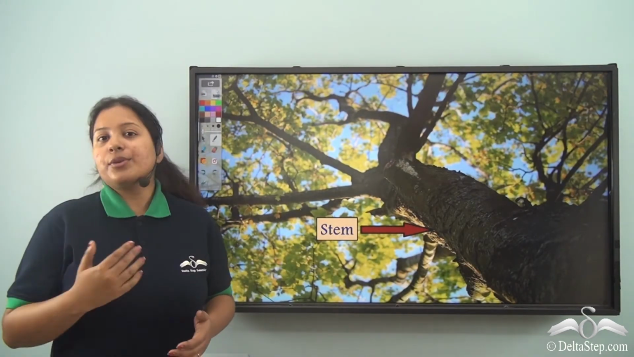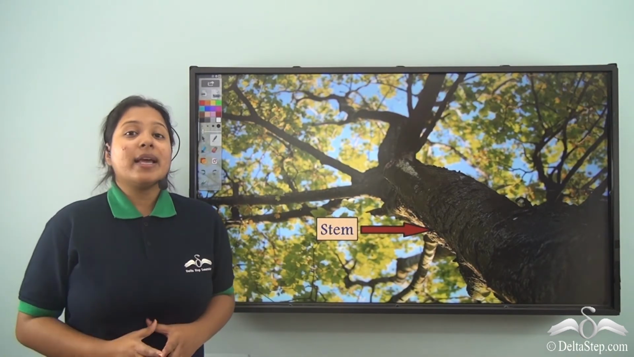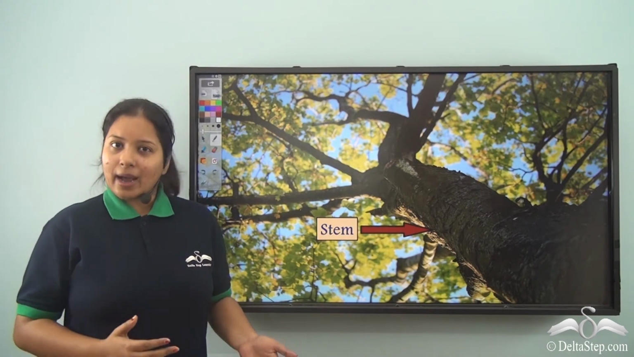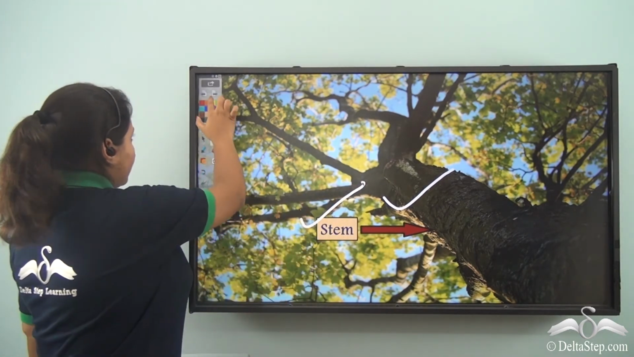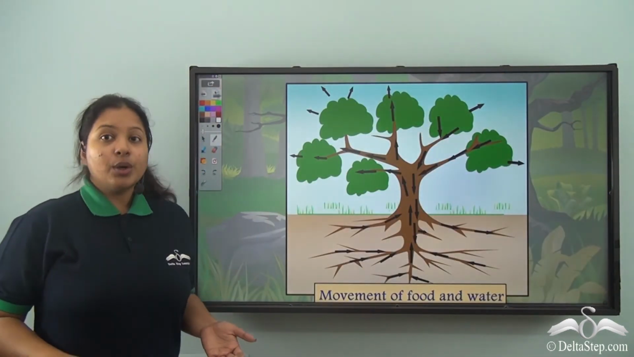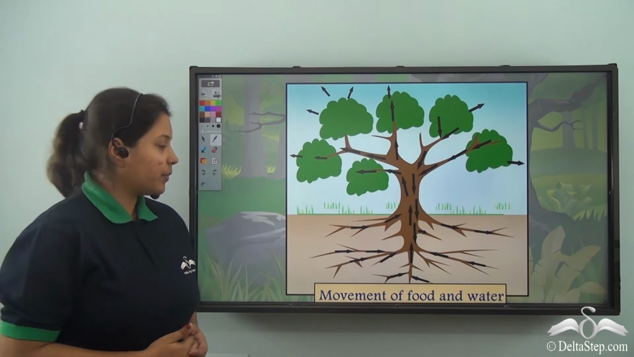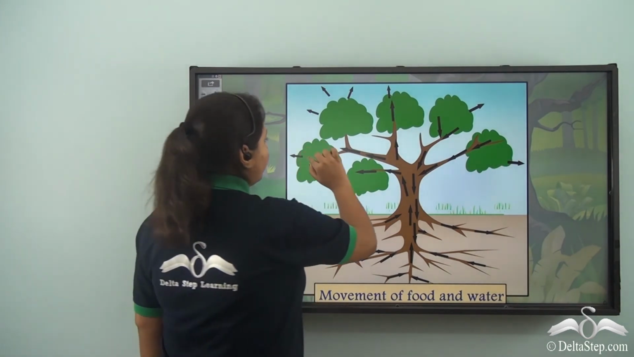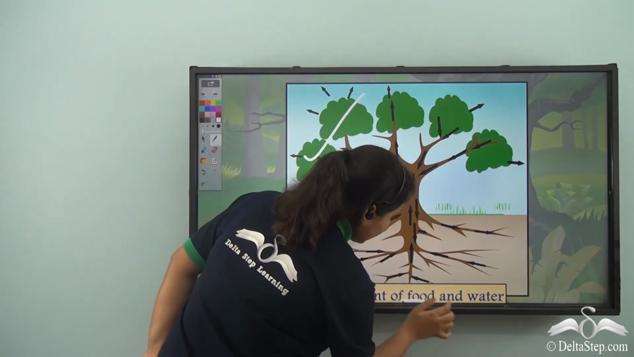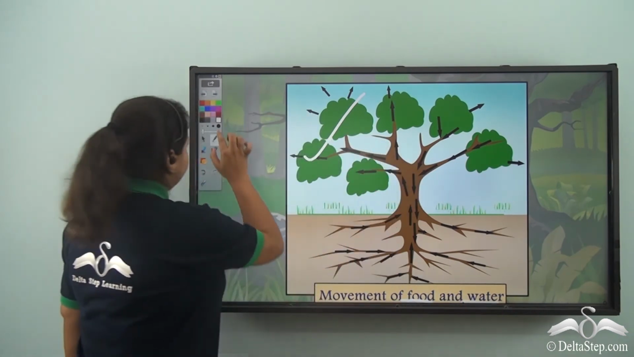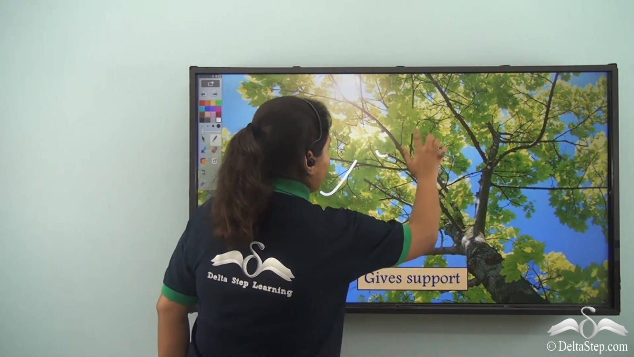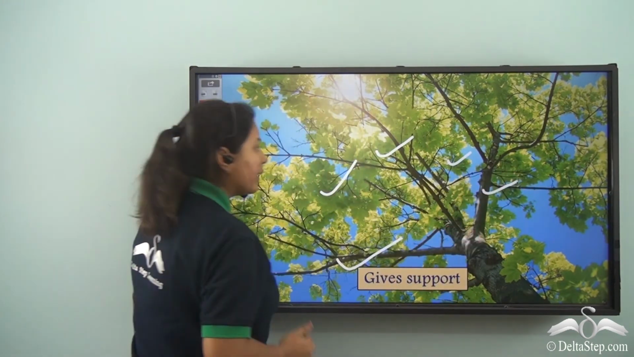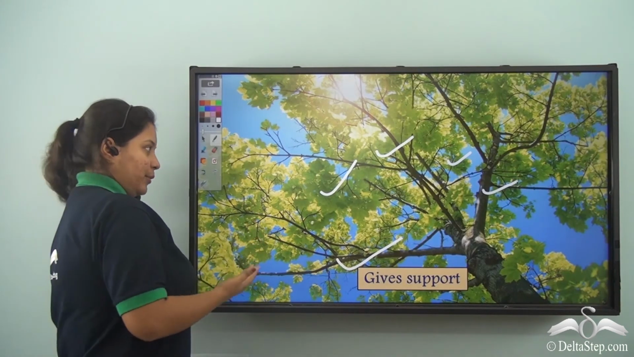So, let's revise once again. Which is known as the central body part of the plant? It is the stem. So, what do the stems do? Well, they help in the movement of food and water. Not only that, they also provide support to the different parts of the plant, like the branches, leaves, etc.